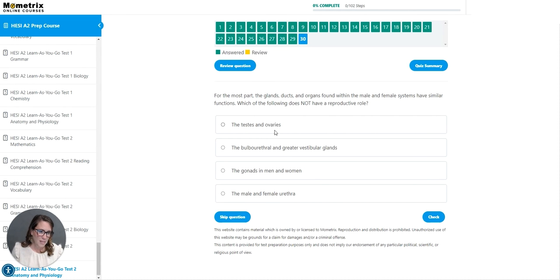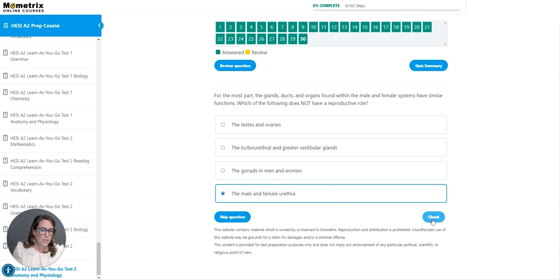Okay, testes and ovaries. These are the basic parts. We need those for reproduction. This creates the sperm, this creates the egg, so we know this one is not correct. We have the bulbourethral and greater vestibular glands. We just talked about those in the previous question. Both of those are responsible for helping to create semen, which is required for reproduction, so it's not this one. The gonads in men and women, that's just another way to say the testes and ovaries, so we know that this one is not correct.